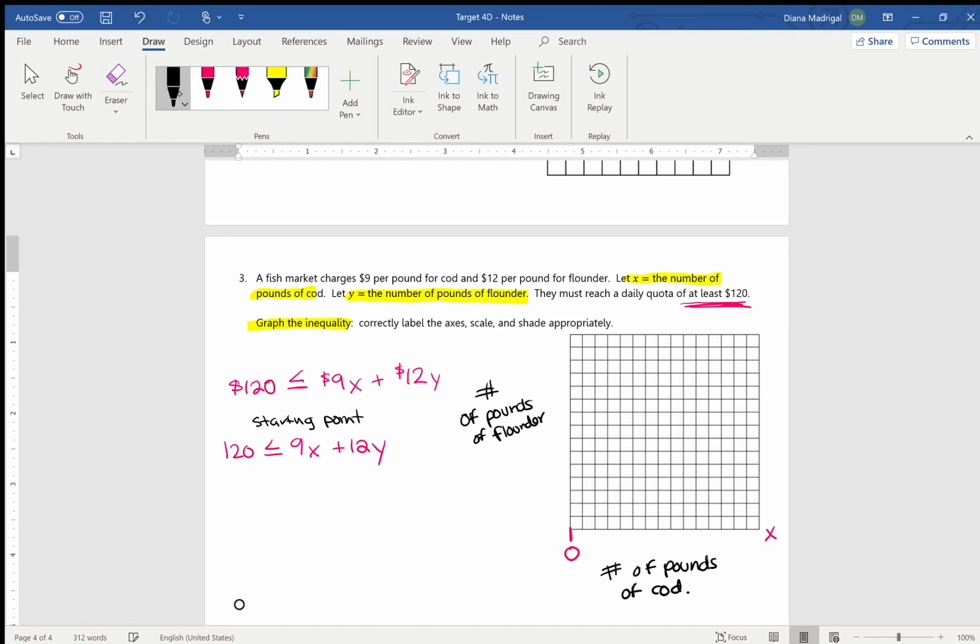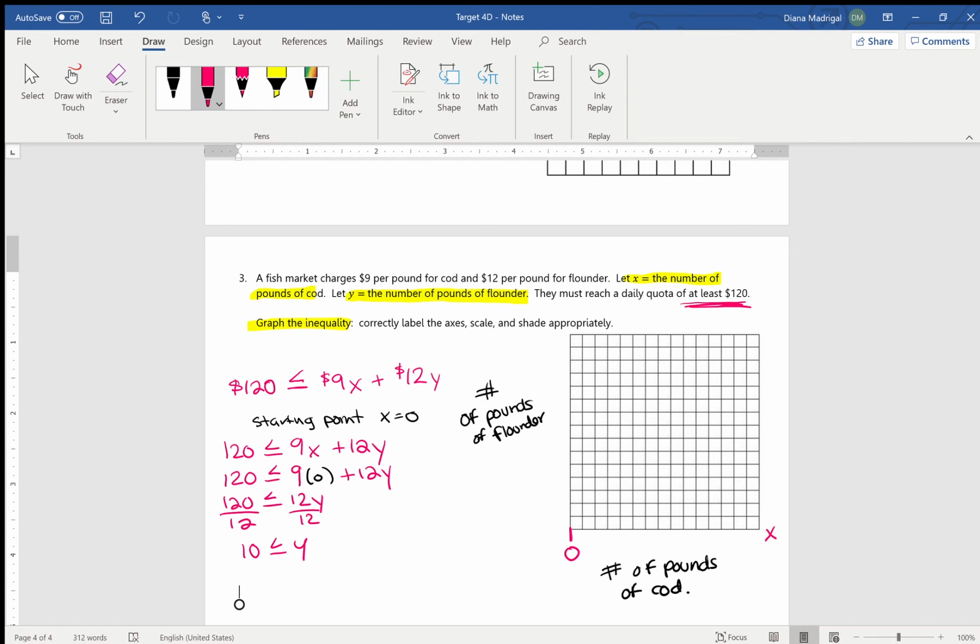The starting point is when x equals 0. That means I'm going to plug in 0 for x. So here I go: 120 less than or equal to 9 times 0 plus 12y. 9 times 0 gives me 0, so I'm going to have 120 less than or equal to 12y. I need 12y by itself, so I'm going to divide by 12. 120 divided by 12 just gives me 10. So y could be greater than or equal to 10, but 10 is your starting point.